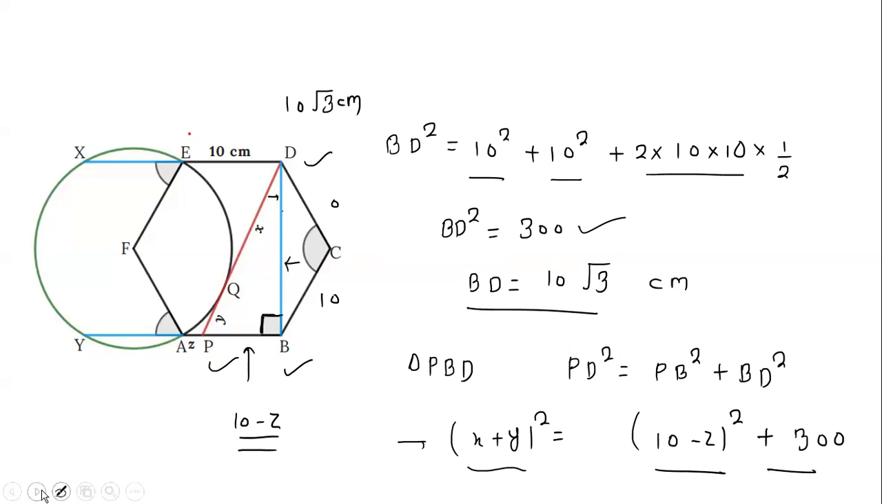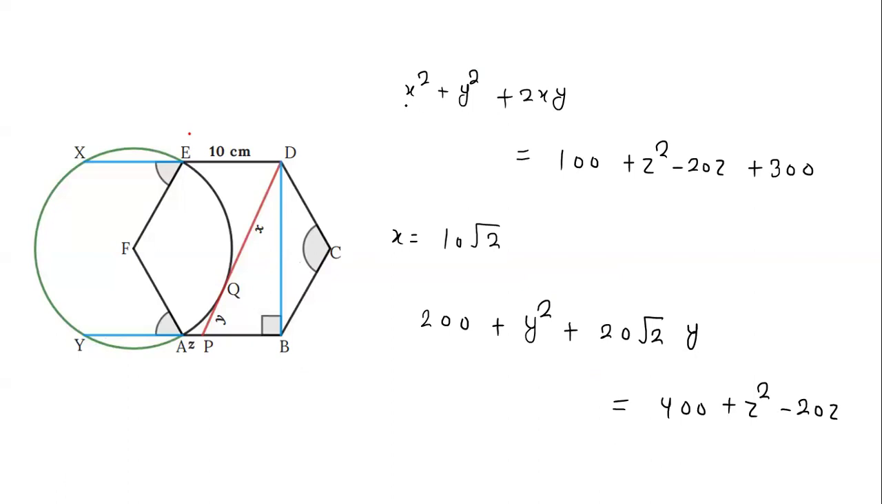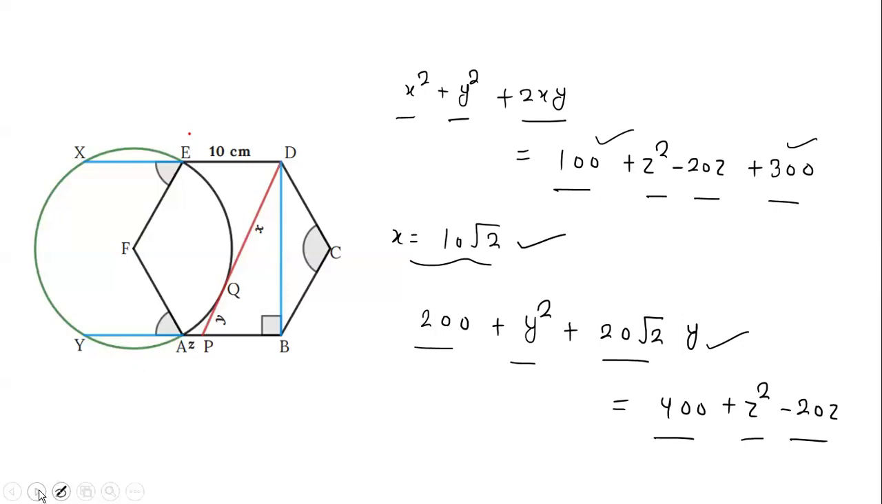So we can find this relation, and if we simplify, it will become x square plus y square plus 2xy is equal to 100 plus z square minus 20z plus 300, and we calculated the x value as 10 root 2, so we can put it here and it will become 200 plus y square plus 20 root 2 times y is equal to this 100 and this 300 combined to 400 plus z square minus 20z.